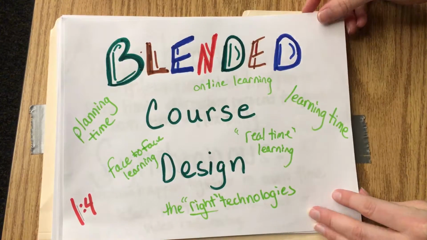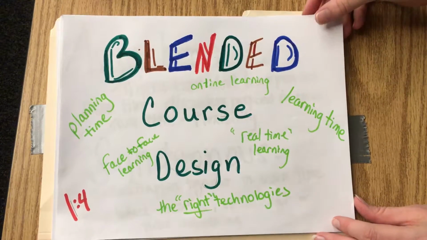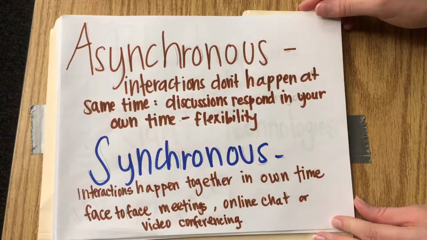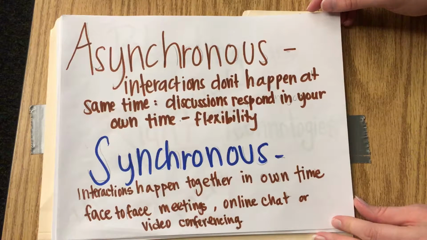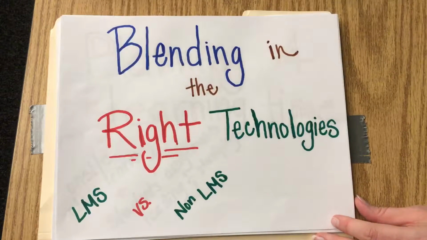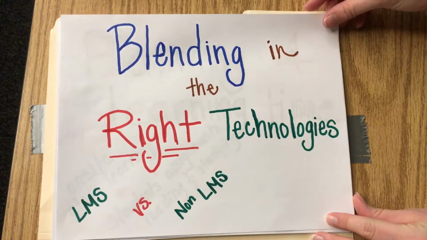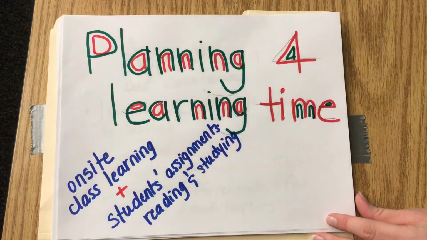Blended course design. There's asynchronous or synchronous. Asynchronous is interactions that don't happen at the same time. Discussions: respond in your own time with flexibility. Synchronous interactions happen together, such as face-to-face meetings, online chat, or video conferencing. Blending in the right technologies, LMS versus non-LMS ideas.